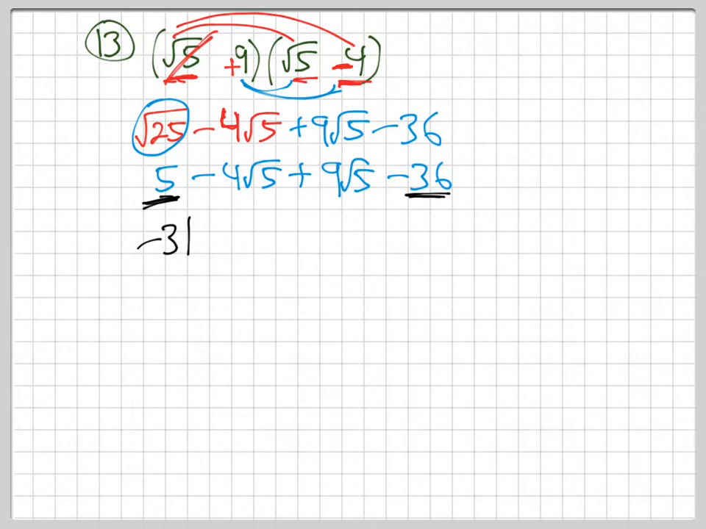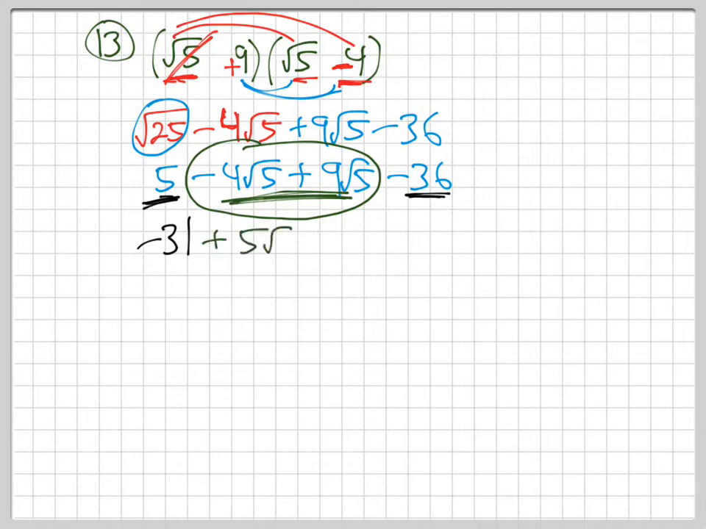Okay, and now what about the 2 in the middle? What about these guys? Yeah, these are like roots. So they can subtract. 9 roots of 5, take away 4 roots of 5 is positive 5 roots of 5, and we're done. See how those 2 in the middle combined?